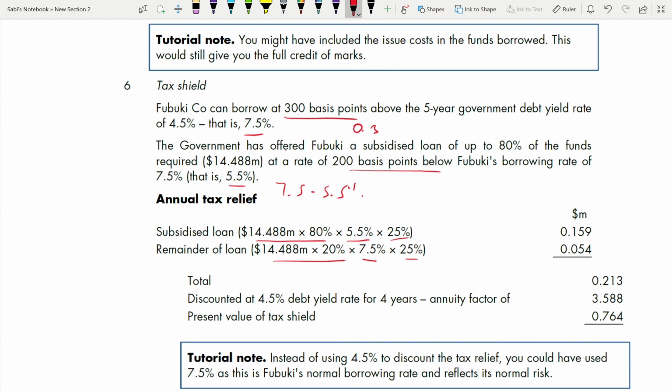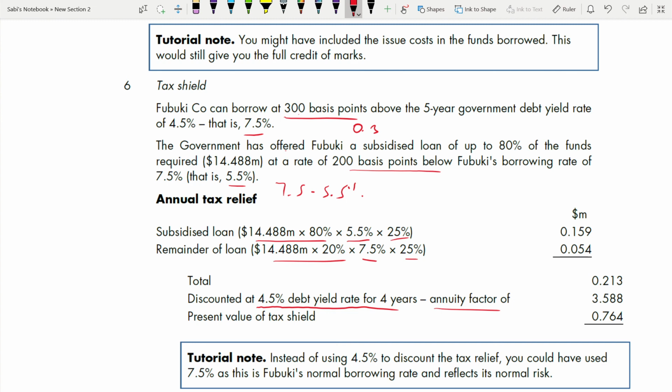Because that is the what? Tax rate. Tax rate of Fubuki. Okay. So we have to take 25%. And then you add it. You need to discount this back. Discounted. What was the debt? The cost of debt? Discounted at 4.5% debt yield for 4 years annuity factor. That means at 4.5 the annuity factor for the 4 years is 3.588.